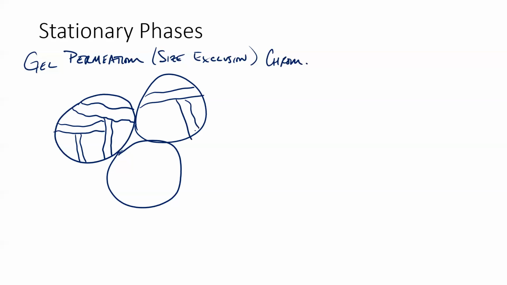And with size exclusion, you're going to have some tiny little paths, but you're also going to have some big old wide paths. And it turns out that the larger the particle is, the fewer options it has as it goes through the column, because there's only a certain number of paths that are large enough for those largest analytes to come through. So if we have our different analytes here, this big guy can only fit in a few places.